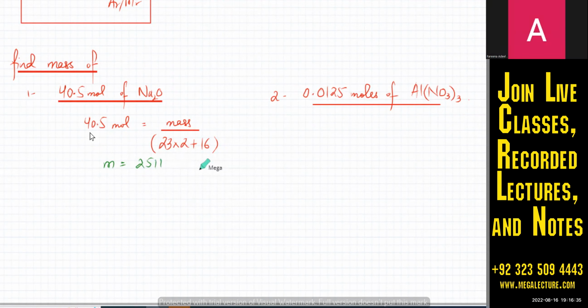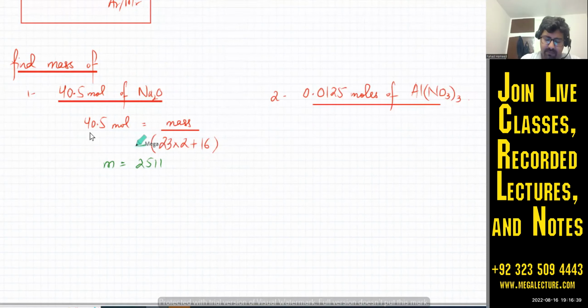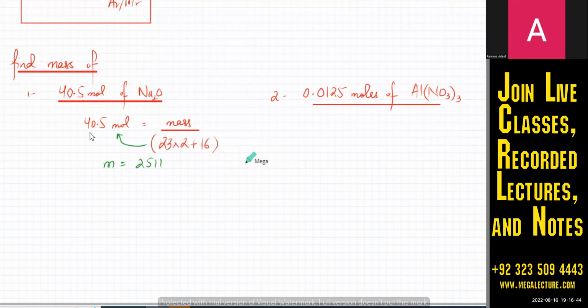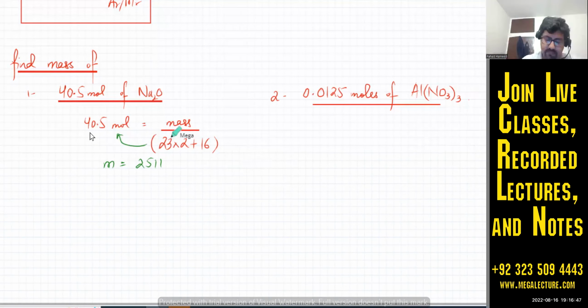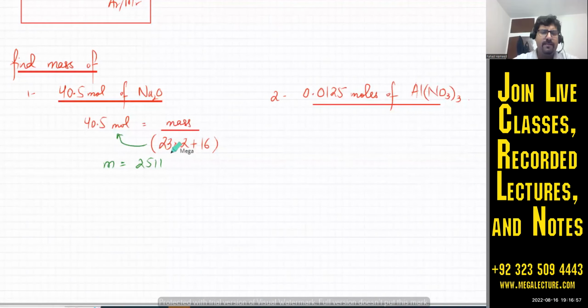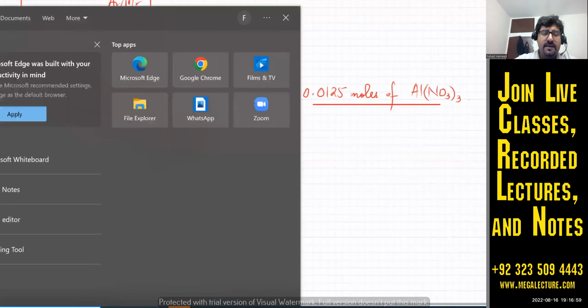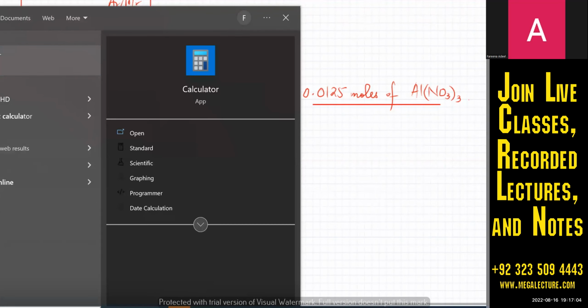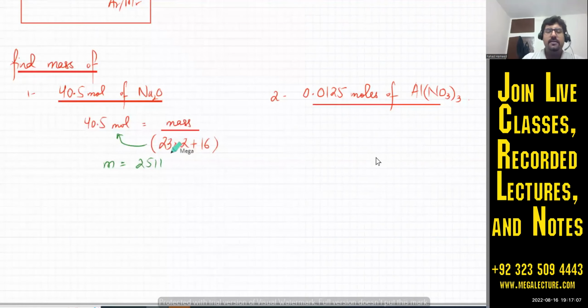I cross multiplied because the mass is unknown, right? So it basically gets multiplied over there. Are you sure it's exactly 2,511? I'll do it again. I only doubted the 11, the rest is fine. Yes, it's 11, confirmed. So it's going to be 2,511 grams, right?